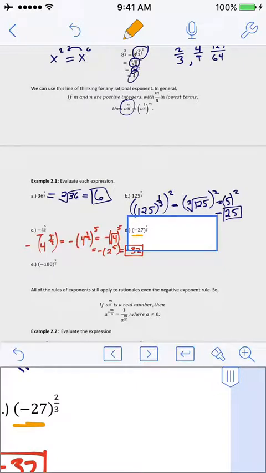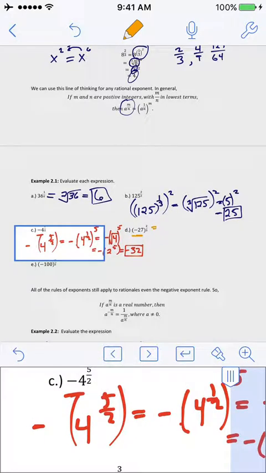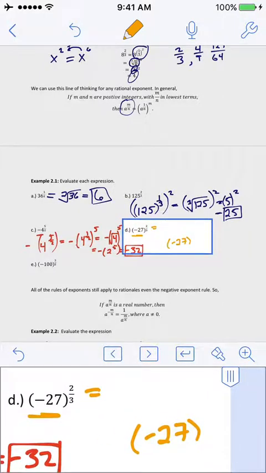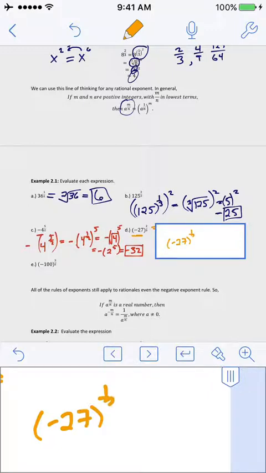Never want to be uncautious in a math problem. That's probably a poor choice of words. But I wouldn't make the same mistake that I just did, right? This one would be inside. So it would be -27, all of it to the 2/3. So I can split that up into 1/3 squared, right? So 1/3 and 2 instead of 2/3.